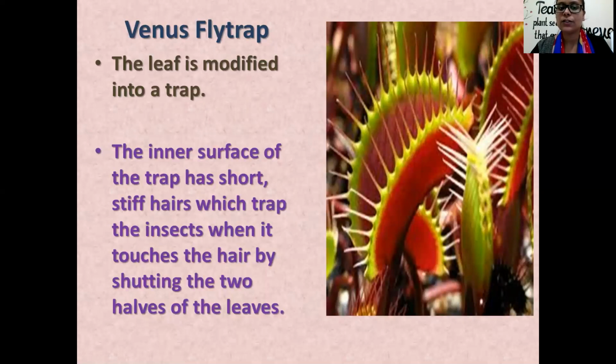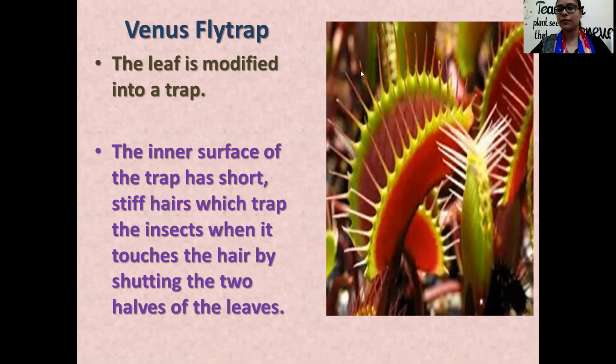The inner surface of the trap has short, stiff hairs which trap the insect when it touches the hair, by shutting the two halves of the leaves. So it literally works in a very interesting way. I'll give you an example. What do we do when some mosquito bothers us? We tend to close our hands, clap our hands this way, and thus the mosquito dies.